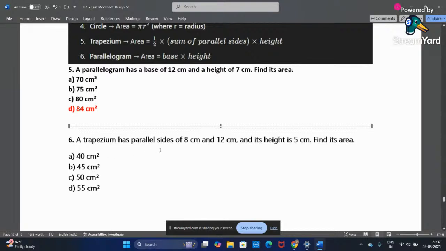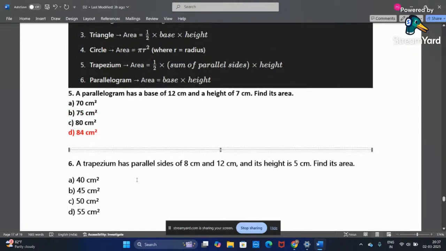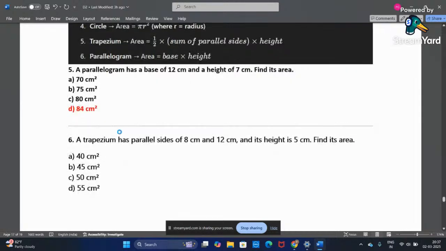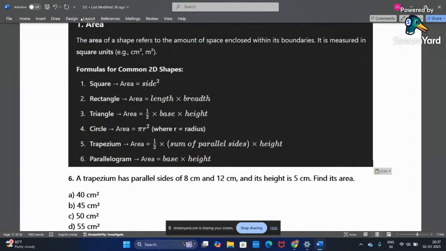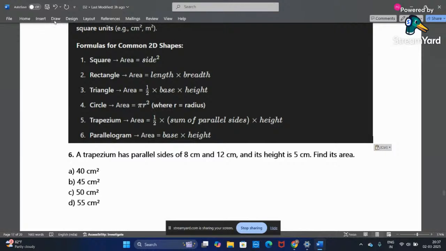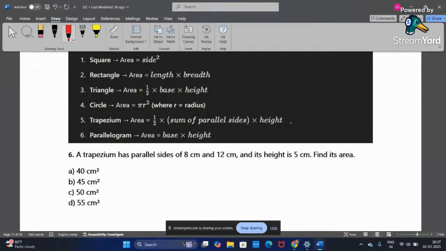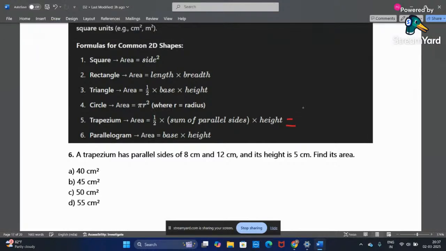A trapezium has parallel sides of 8 centimeter and 12 centimeter and its height is 5 centimeter. Find its area. Where is the formula? Here is the formula, right? Let's directly substitute the values into the formula and find the answer. Okay, we will substitute the value. Here, 1 by 2 into the sum of parallel sides. What are the parallel sides here?